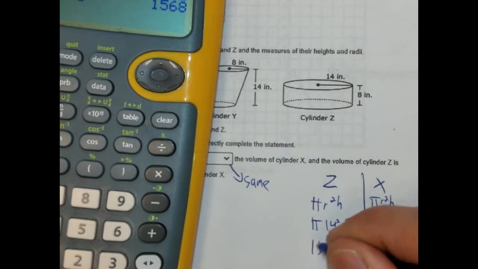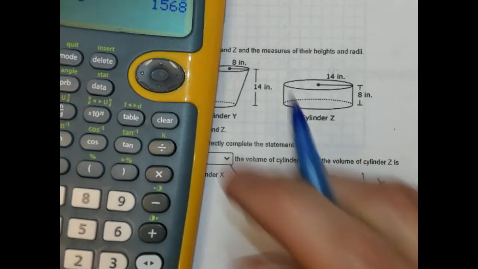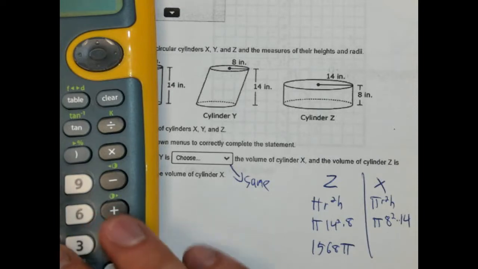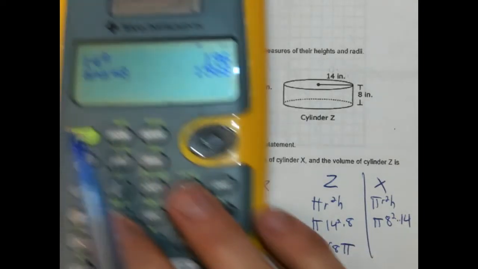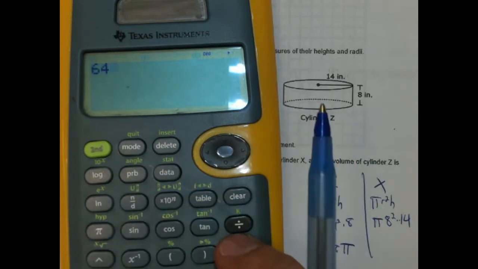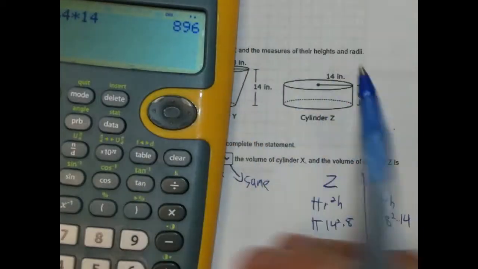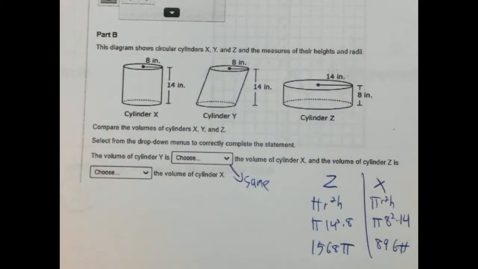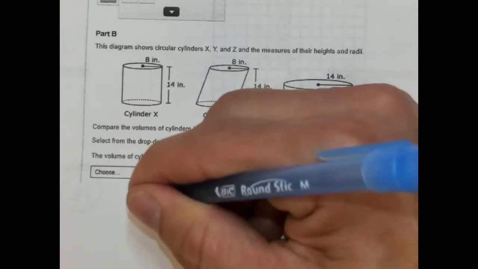So 1,568 pi. That's for Z. That's the wide one here. And then the taller one here. So 8 squared is 64. 64 times 14. 896 pi. All right, so Z is significantly larger than X. So Z would be greater.